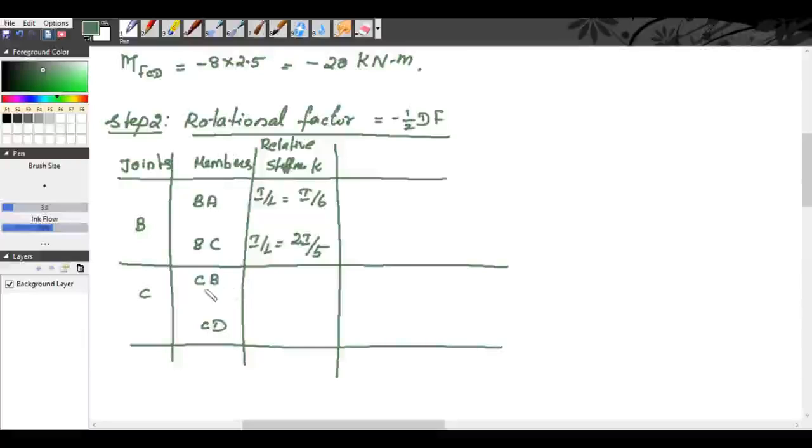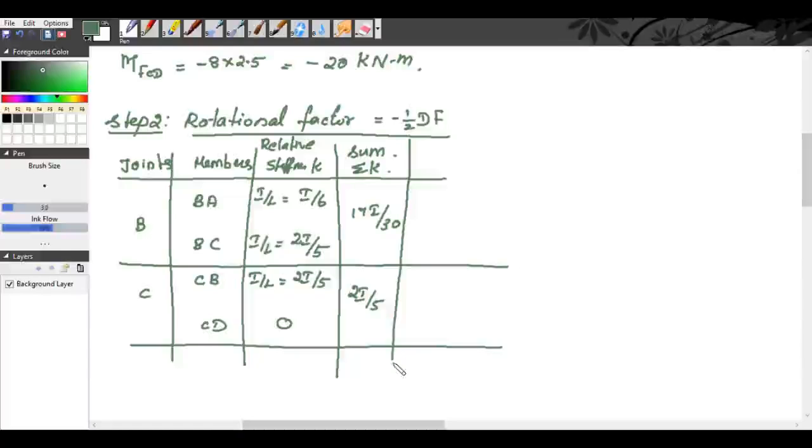Now for the span CB, B is the far end. The far end is assumed to be fixed end. So it is 2I by 5, because for the span CB, I is given as 2I in the question. Now for CD, the end D, we do not have any support, so you can take it as 0. Now we will consider the sum. So sum, that is sigma k, I by 6 plus 2I by 5, we get 17I by 30.